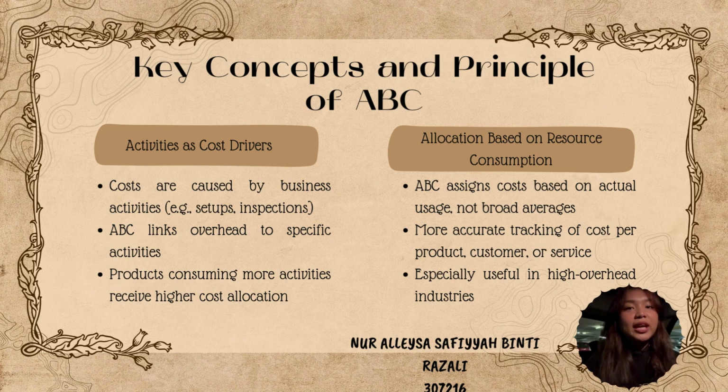Second, cost allocation based on actual resource use. Next, ABC allocates costs based on actual consumption of resources, not on averages or estimates. It traces indirect costs to activities and then from activities to cost objects like products or customers. This gives a much more accurate view of what each output really costs the business.